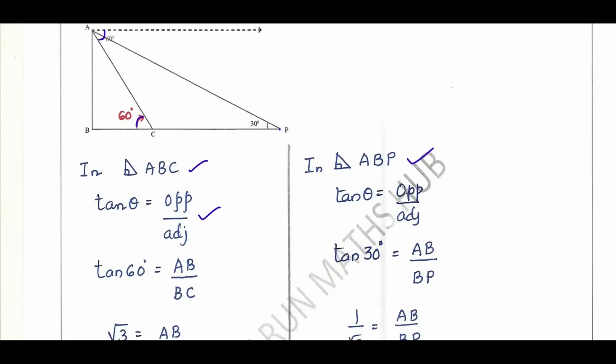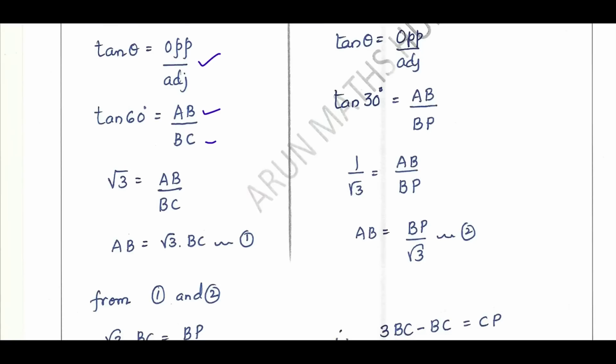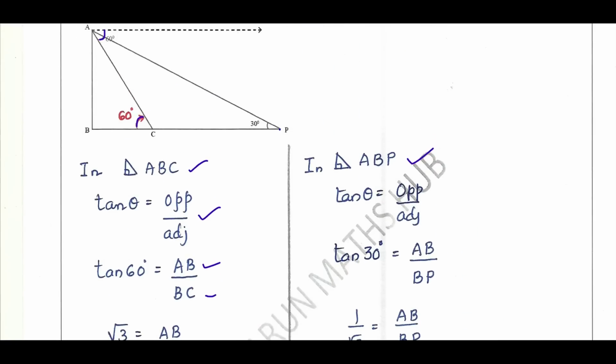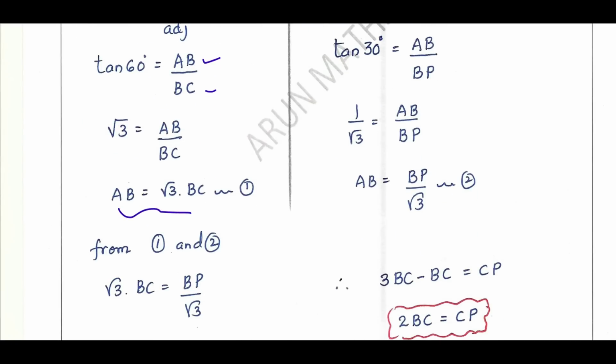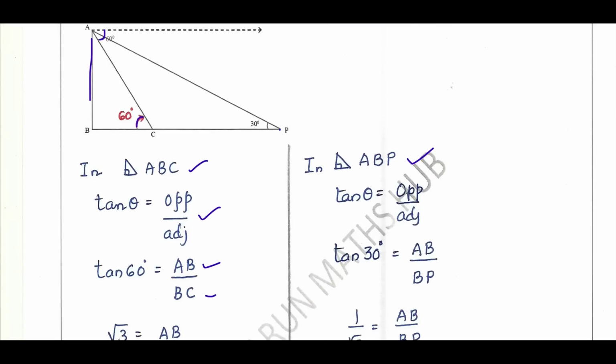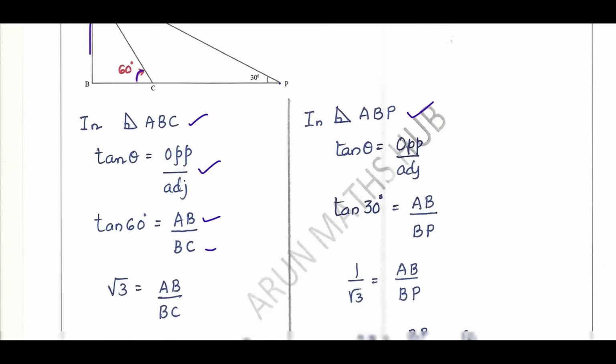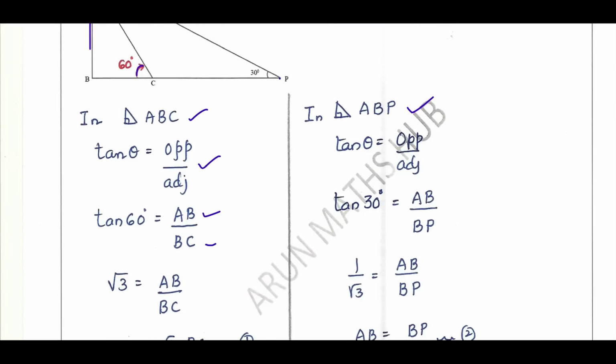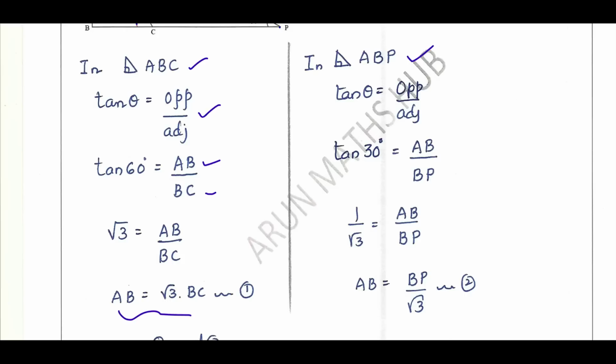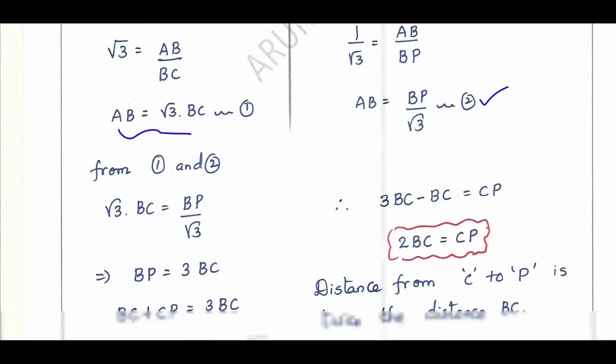Now I'll apply the tan ratio. Tan theta equals opposite by adjacent in right angle triangle ABC. Opposite is AB and adjacent is BC. Theta is 60 degree. We get root 3 equals AB by BC. Now for both the right angle triangles, the common side is AB. Therefore, AB equals root 3 into BC. In the same way, in right angle triangle ABP, tan theta equals opposite by adjacent. Theta is 30 degree. AB by BP. Now AB equals BP by root 3.